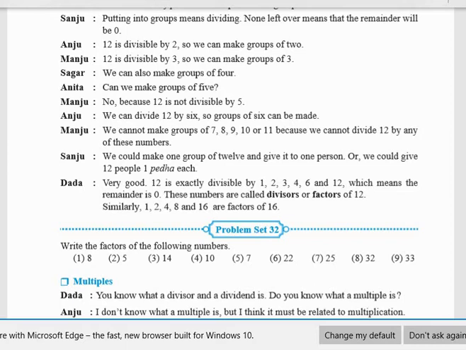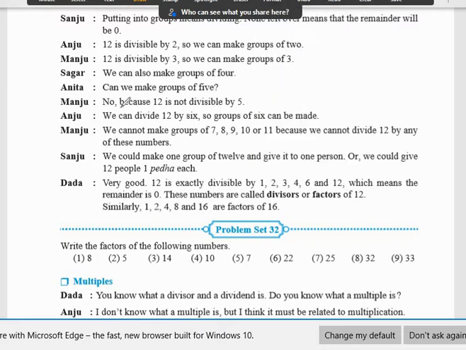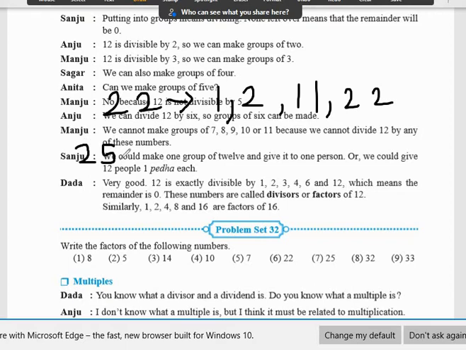Next is 22. Okay. Now see, 22 is present in the table of 1. Then 2 elevens are 22, that is 2. 11 and 22. Okay. Now 25. Tell me 25. 25 is present in the table of 1. Then 5. Then 25. No other table.